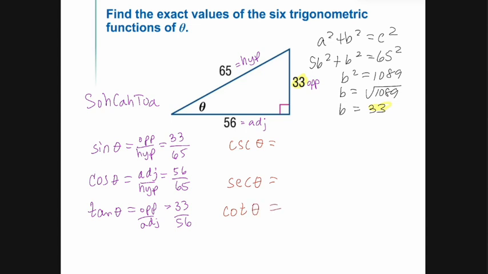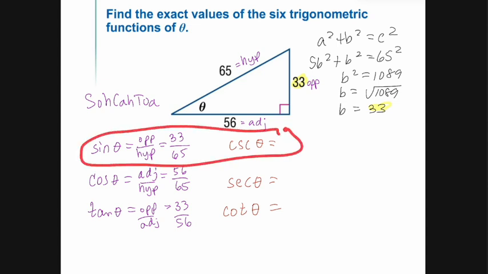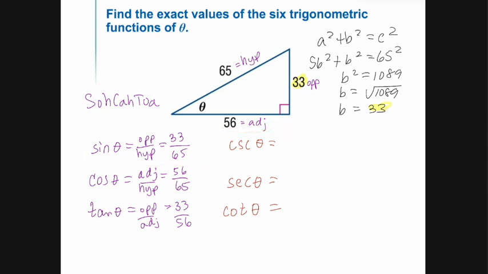Now, you don't have to write the fact that cosecant is hypotenuse over opposite, and secant is hypotenuse over adjacent. You can write them if you want, but all we have to know is what they're the reciprocal of. Cosecant is the reciprocal of the sine, so instead of doing opposite over hypotenuse, we're going to do hypotenuse over opposite. We have the fraction sitting right there. 33 over 65 becomes 65 over 33. That's the exact answer. You're done. Bam.